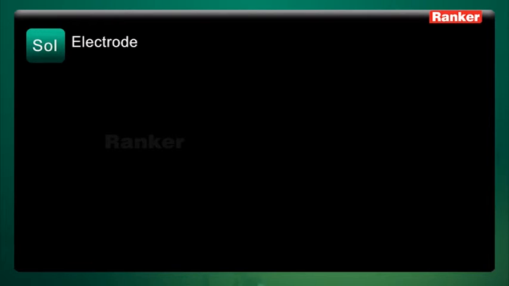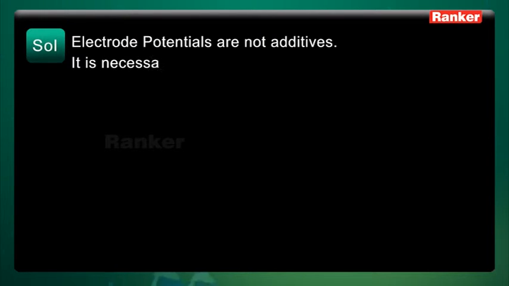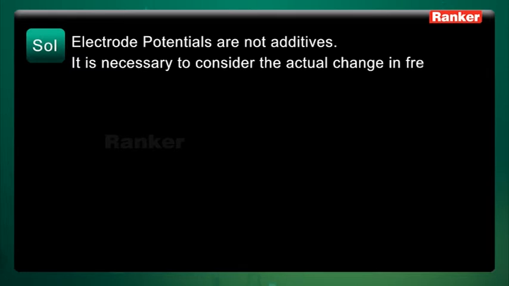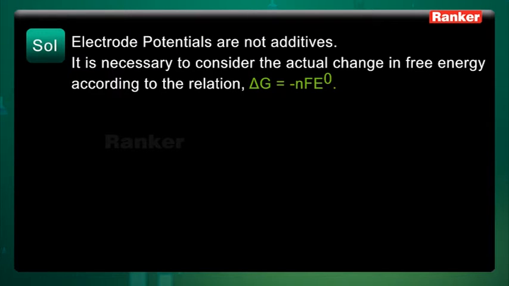Look at the way it is done. Look at the solution. Now electrode potentials are not additives. It is necessary to consider the actual change in the free energy according to the relationship delta G0 equals minus nFE0. This is the equation relating delta G0 with E0. Delta G0 equals minus nFE0. Let me tell you, n stands for the number of electrons involved in the electrode reaction. F is Faraday, it is 96,500 coulombs, and E0 stands for standard reduction potential.